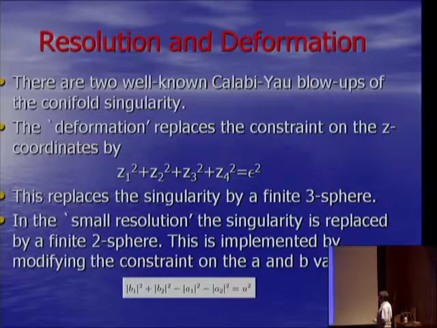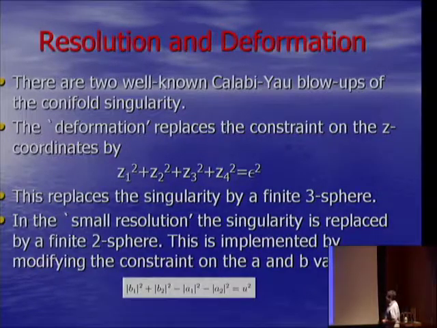Now in the remaining part of the talk, I want to consider two different options. Anyone who's worked on conifolds in string theory knows that it can be either resolved or deformed, and so the two correspond to either blowing up the S2 in the resolution or the S3 in the deformation. The deformation essentially replaces the constraint on the z's by adding an epsilon squared on the right-hand side. For example, if epsilon is real and you make the z's all real, you immediately see that this is a round three-sphere.